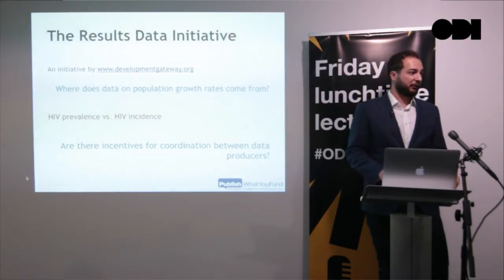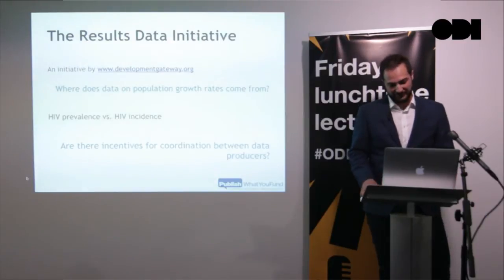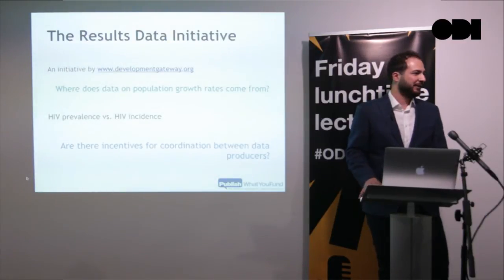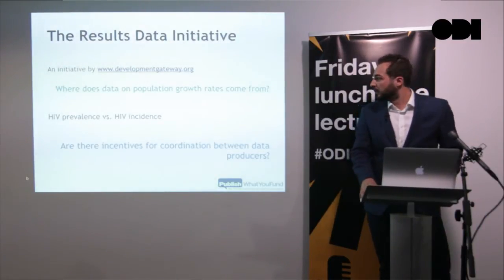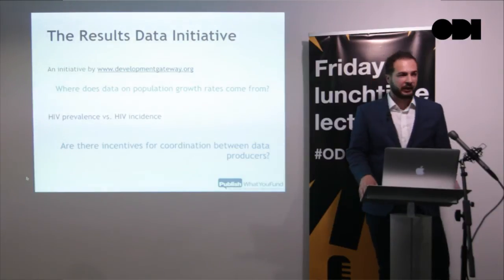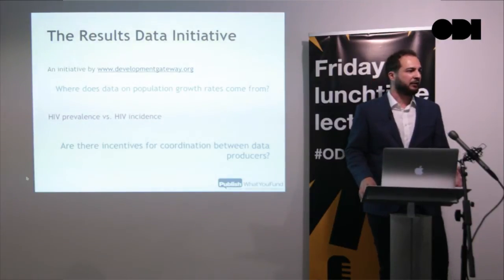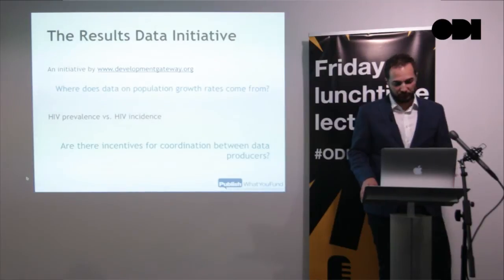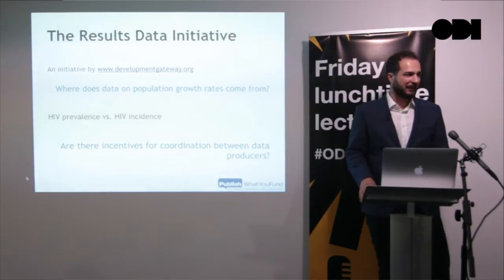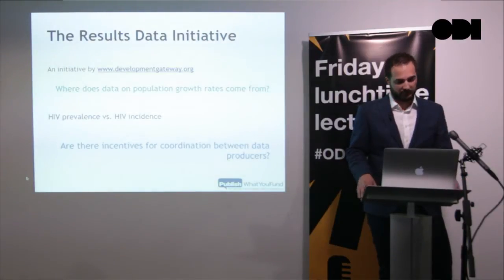So it turns out that finding a reliable and coherent set of data on what world population growth rates are, something that many of us would consider a fairly straightforward question, is not that straightforward. I think this really highlights some of the major challenges that still exist in trying to bring together different sources of data in a coherent way.